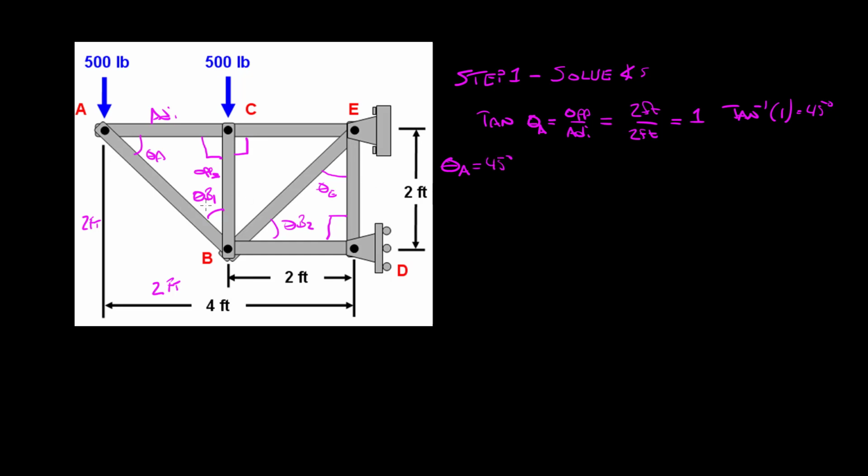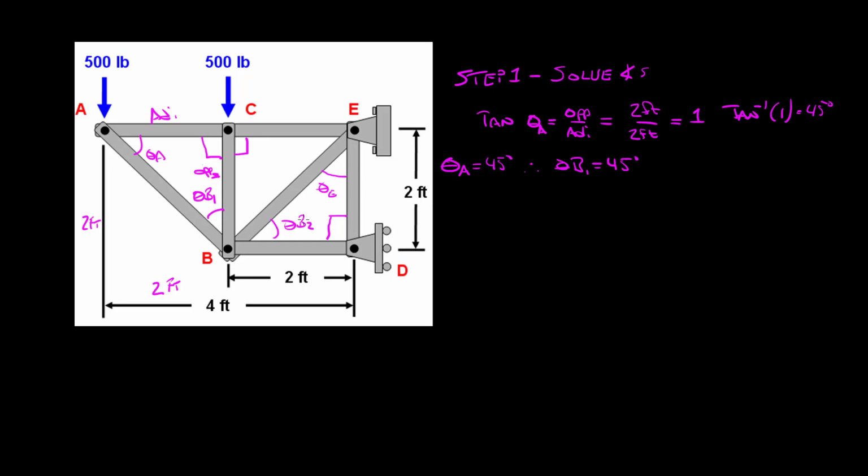I can go around the sum of the interior angles of theta A, where my cursor is flashing, theta B1, and then 90. Those have to add up to 180 degrees. So therefore, I can just say that theta B1 has to equal 45 degrees also.